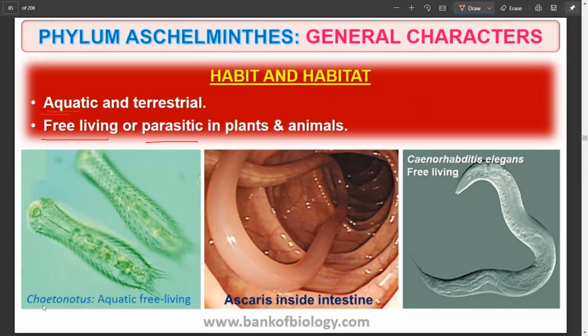Here you see an example of an aquatic free living organism, that is Quertonotus. And here you have the Ascaris, which is found in the human intestine. As you can see, this particular one is the Ascaris inside the intestine. Now again, Caenorhabditis elegans, or C. elegans, is a very important organism from the point of view of genetics, because many scientists have worked on this organism. It is a free living Aschelminthes.